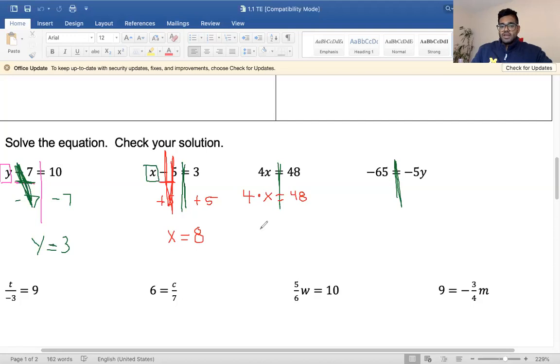Okay, so I haven't changed anything yet, but I've got to get rid of this multiplication by 4. Well, what's the opposite of multiplication? That is division. So I can divide by 4 on both sides.